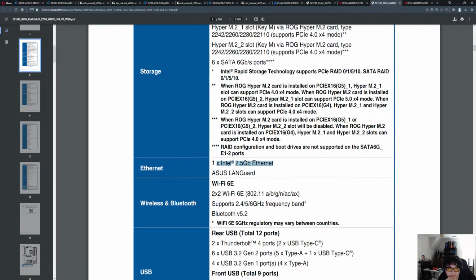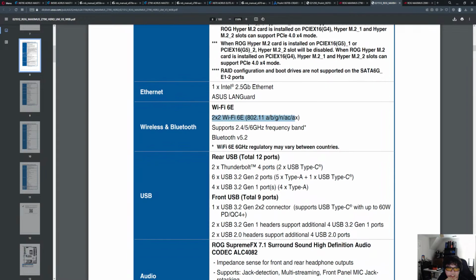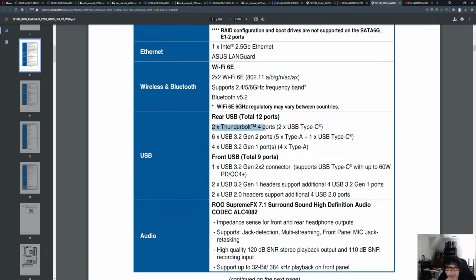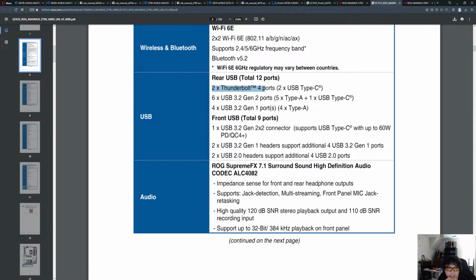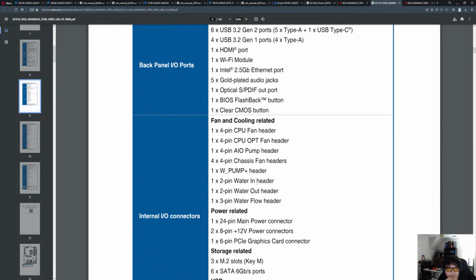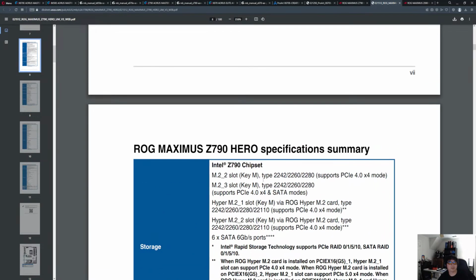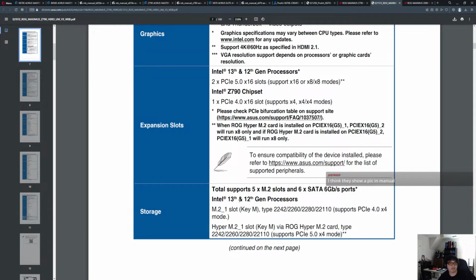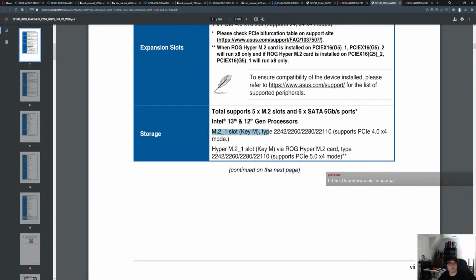So we have Intel 2.5. We have the Wi-Fi 6E with the Bluetooth. There's the Thunderbolt stuff. And then we have a bunch of USB again. And that's basically it. Okay, so how many M.2s we got here? 4, 5? Storage 1 supports 4.0. Hyper M.2 slot, Key M, via Hyper M.2 card. Support.